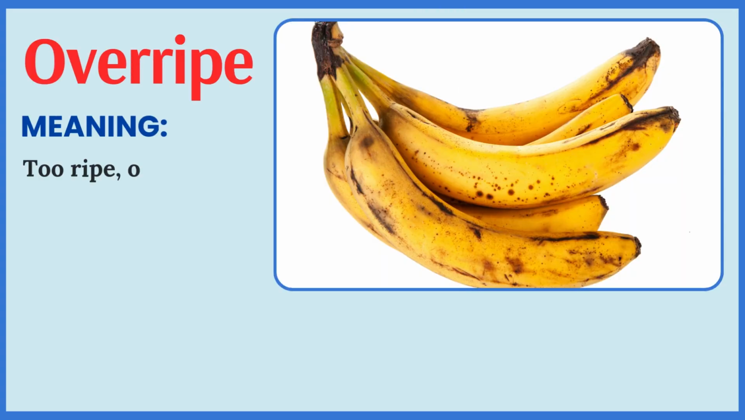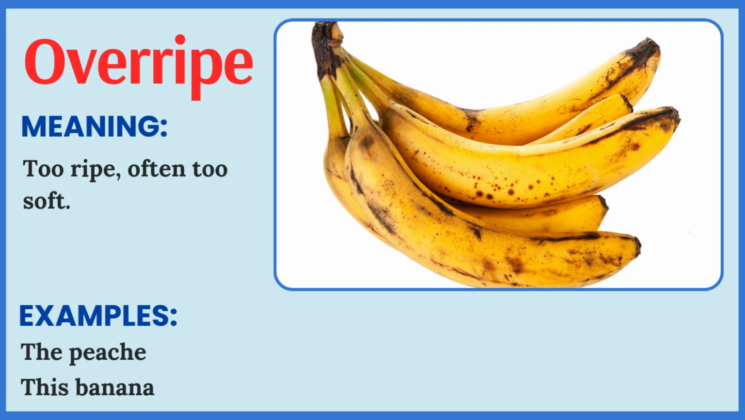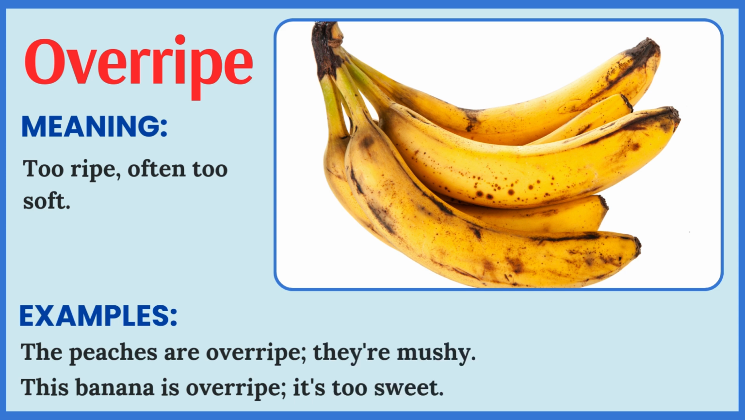Overripe. Too ripe, often too soft. The peaches are overripe, they're mushy. This banana is overripe. It's too sweet.